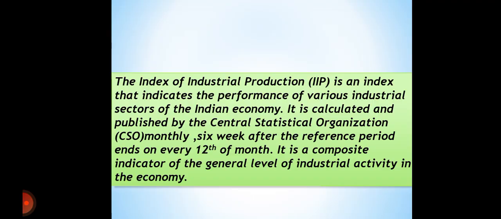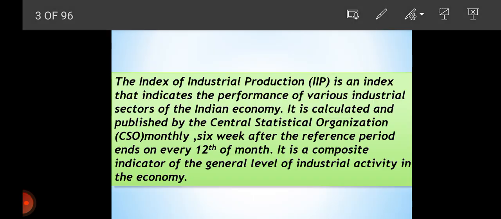Next, in very simple terms, IIP is an index that indicates the performance of various industrial sectors in the Indian economy. See, IIP is one kind of indicator which we use for the performance of Indian industry in a given period of time. Now, the main question is, who calculates and publishes information about IIP?